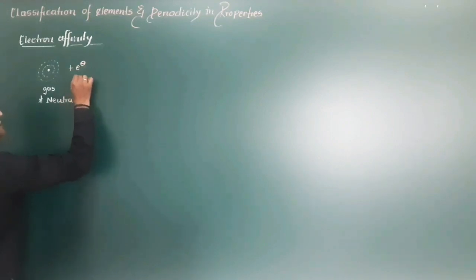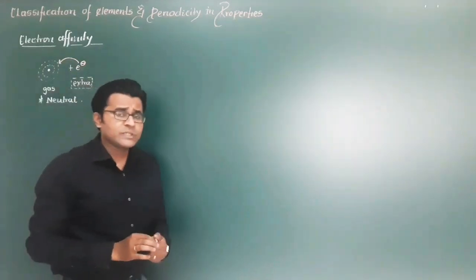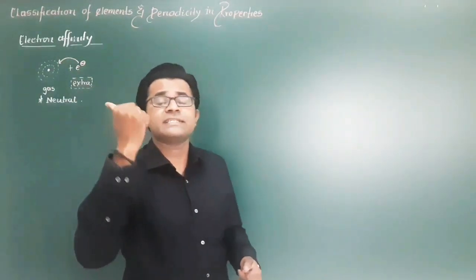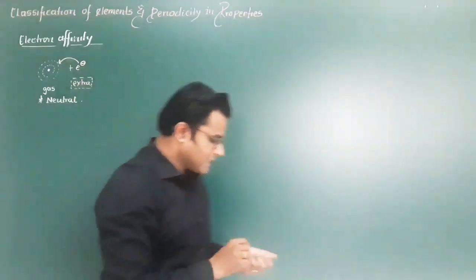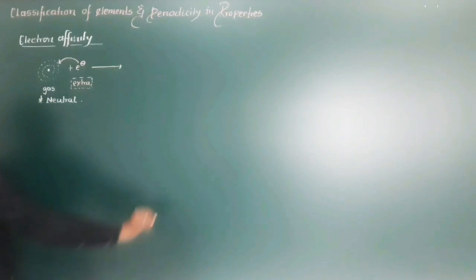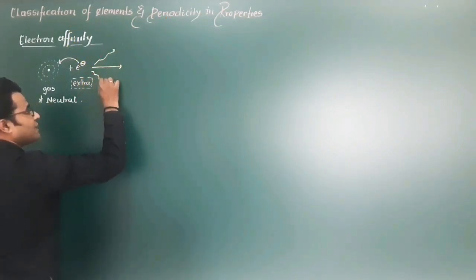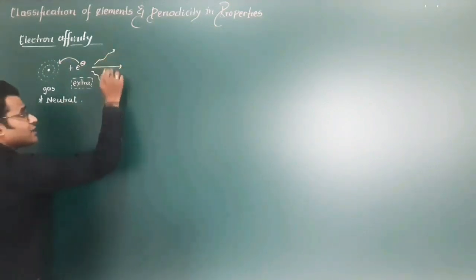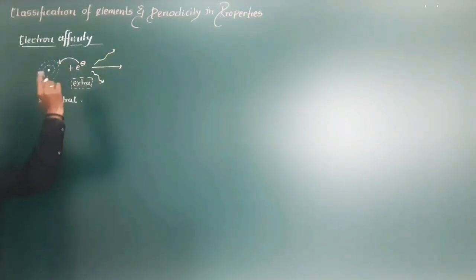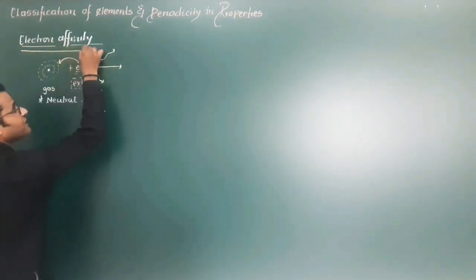When we insert an extra electron to an atom which is taken in the gaseous state and which is neutral in nature, this atom is going to liberate a certain amount of energy. This energy, which is liberated upon the addition of an extra electron to a neutral atom in its gaseous state, we call electron affinity.